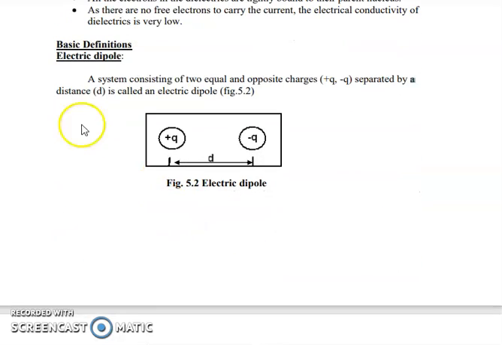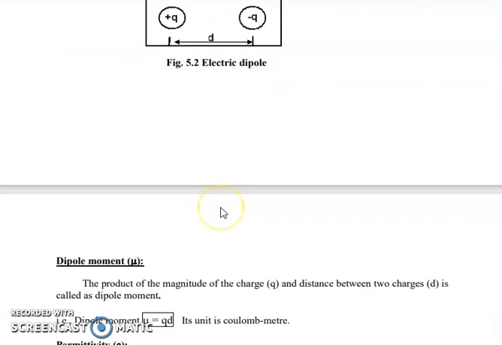Now let us see the basic definitions. First one, what is an electric dipole? Let us see the diagram. We have charge plus Q and charge minus Q. They are separated by a distance d. So, two equal and opposite charges separated by a distance d is what is called an electric dipole.